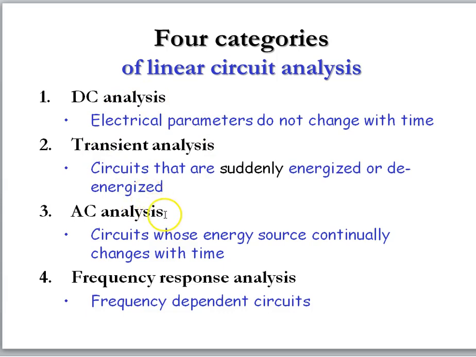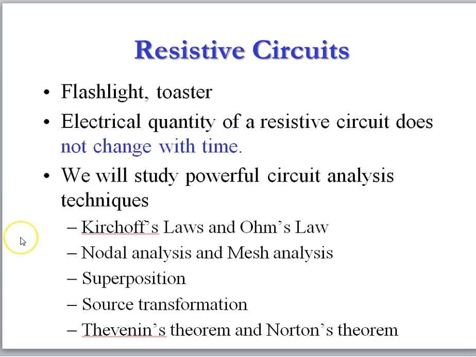Next semester, we'll start looking at AC analysis, alternating current, where the current flows in both directions. We have sinusoidal type currents. We'll start out looking at sinusoidal type currents, and then we'll look at a variety of different sources, so those energy sources can continually change with time. And when we have that type of situation, then we can do a frequency response analysis. So we'll look at power, frequency response, and then other types of energy other than sinusoidal. That's what we'll do next semester. So we'll start out also looking at resistive circuits. A flashlight is a resistive circuit.